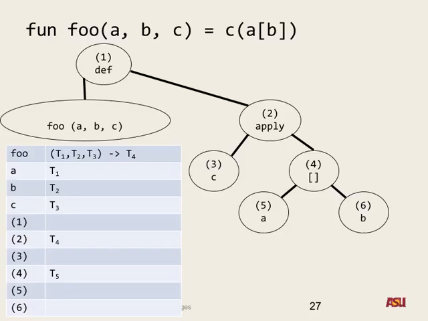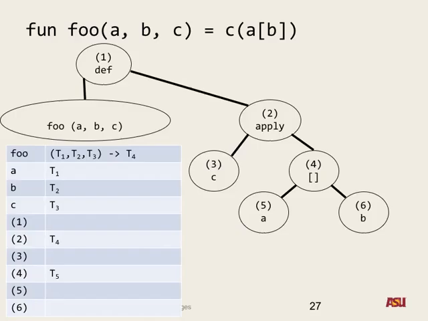And then what do we know about C? C is a function that takes T5 and returns what? T4. So we know the apply has to be a T4, right? And actually, we're not even worried about the function C right now. We're just looking at this node, 3, because it could have children and a bunch of other stuff. So we're only looking at the nodes.